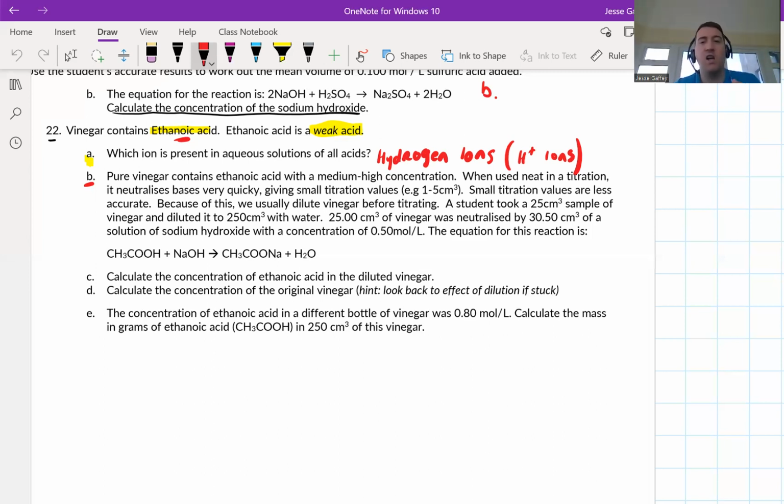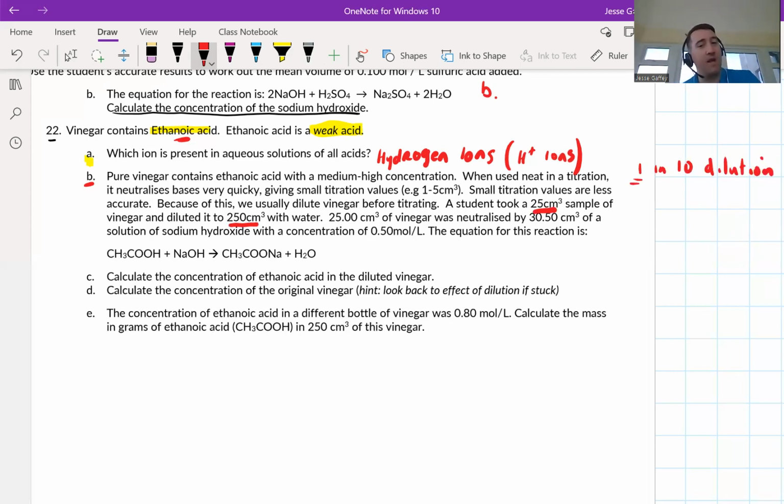Because of this, we usually dilute the vinegar before titrating. Now I think we're about to get to some important stuff. It says a student took a 25 centimetres cubed sample of vinegar and diluted it to 250 centimetres cubed with water. So 25 of the neat vinegar to 250 of diluted vinegar. Hopefully you can see how those numbers work. 25 to 250 means it's been diluted 10 times. This is what we call a 1 in 10 dilution. So 1 of the concentrated vinegar diluted 10 times.